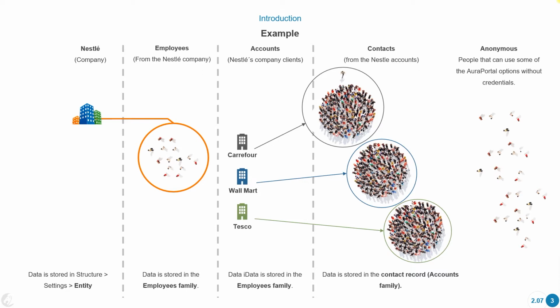When we have a relation with a company, we don't do it with the company directly, but with the contacts. The data from these contacts is stored in the contacts record of the accounts family. Lastly, we have the anonymous. There are people that can use some of the Aura portal options without credentials.